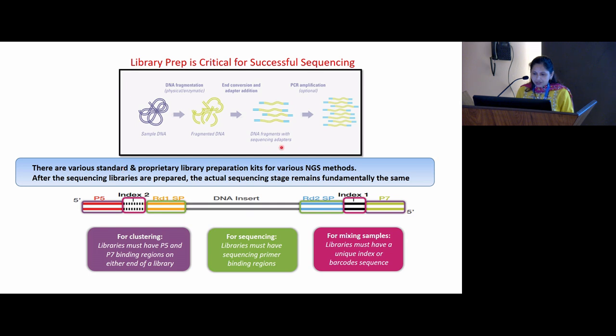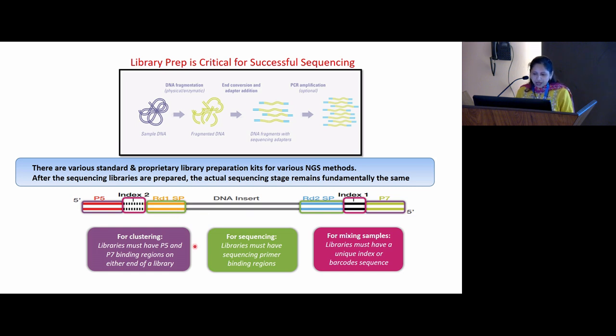This is a typical structure of an Illumina library, where you can see the P5 and P7 adapters, which are platform specific. Then there are index 1 and index 2, which are sample specific. These are the read 1 specific and read 2 specific primer binding sites, and this is the DNA insert, which is the DNA of interest. For clustering, the libraries must have P5 and P7 binding regions, which are complementary to the flow cell oligos. During the clustering phase, these libraries will bind to the flow cell oligos through the P5 and P7 adapters present on the library.